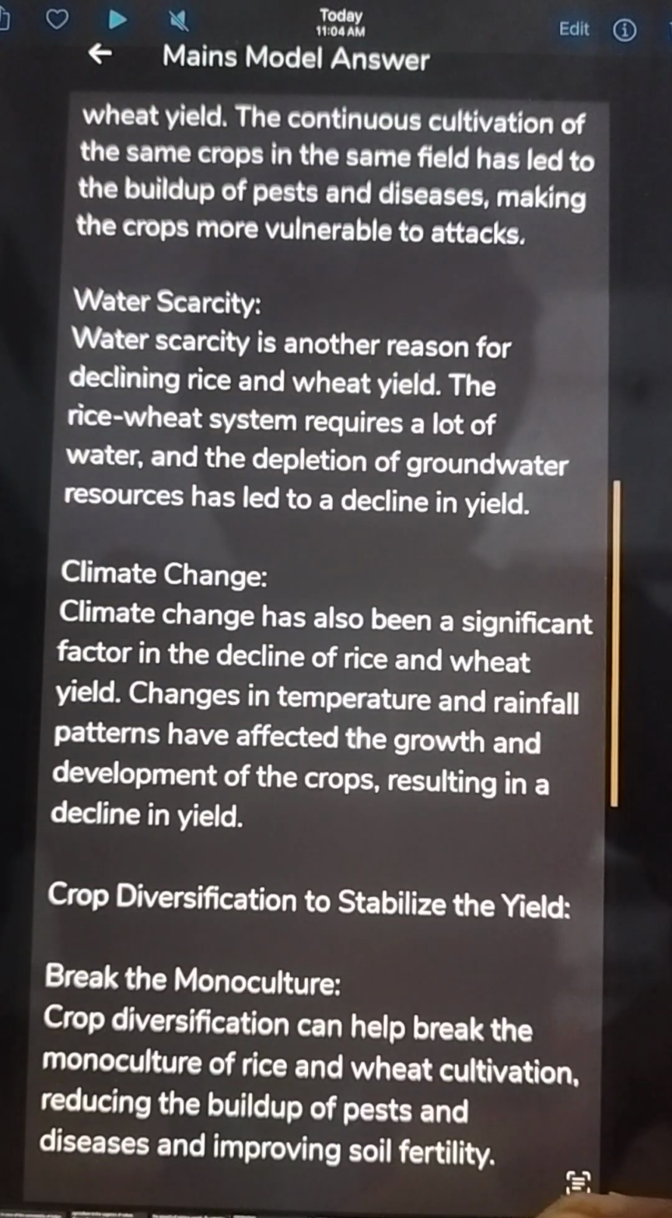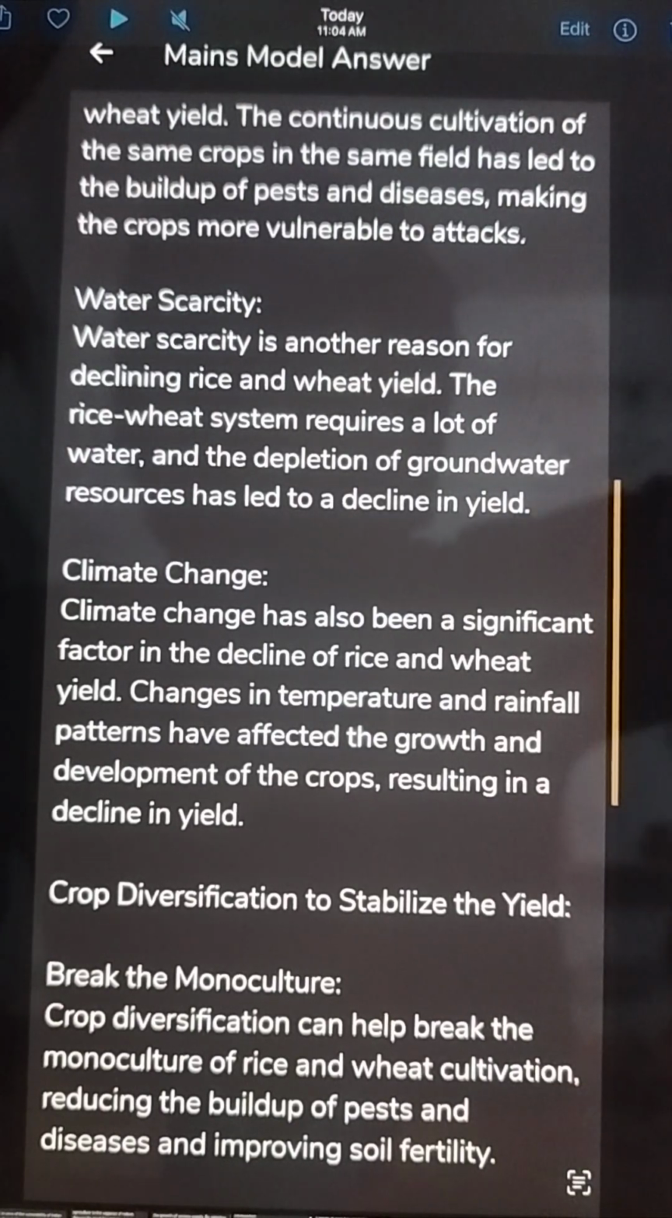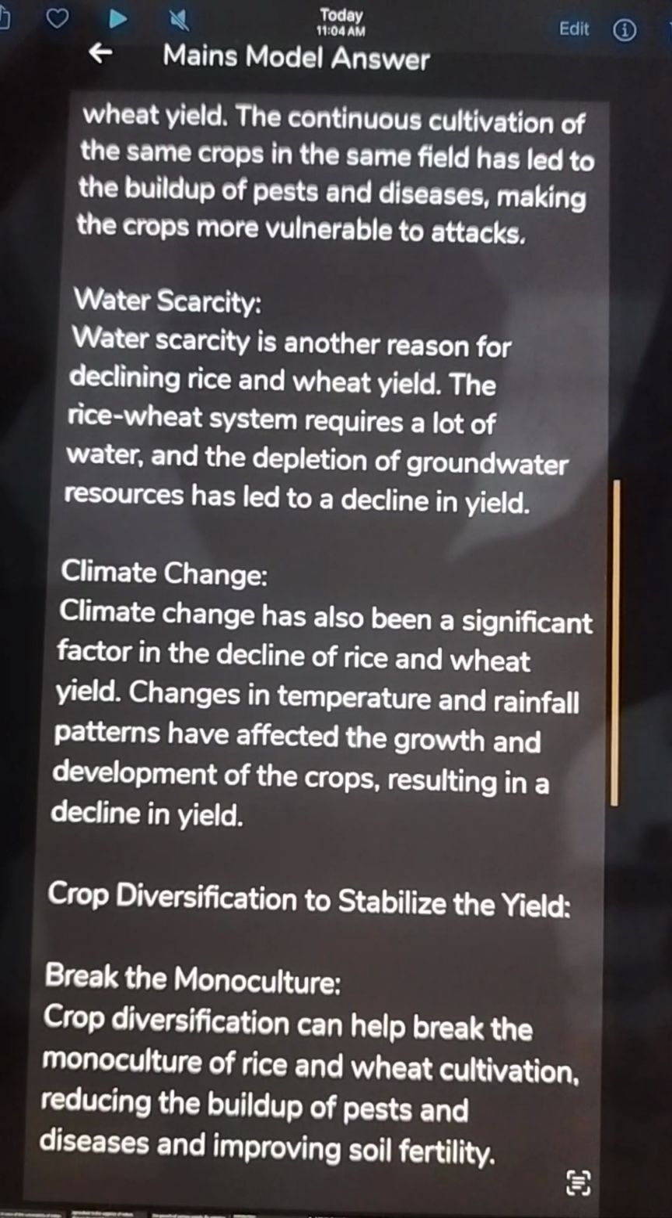Water scarcity is another reason for declining rice and wheat yield. The rice-wheat system requires a lot of water, and depletion of the groundwater resources has led to a decline in yield. Climate change has also been a significant factor in the decline of rice and wheat yield. Changes in temperature and rainfall patterns have affected the growth and development of the crops, resulting in a decline in the yield.